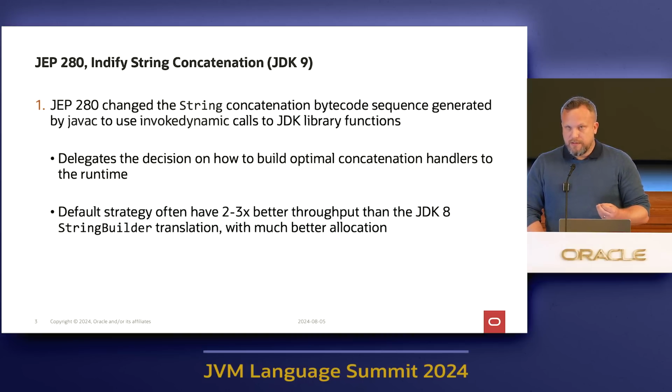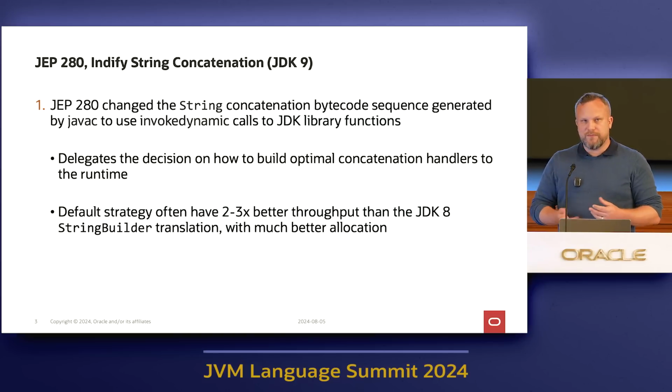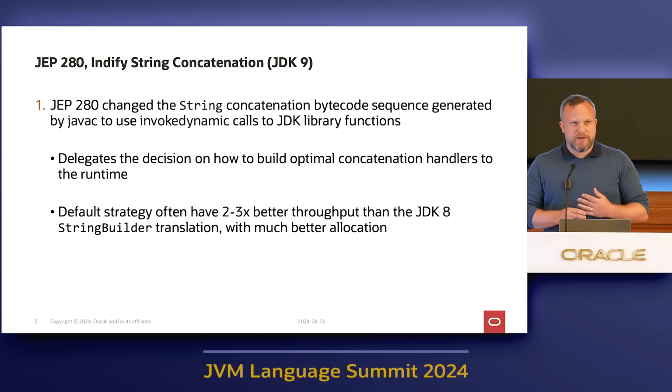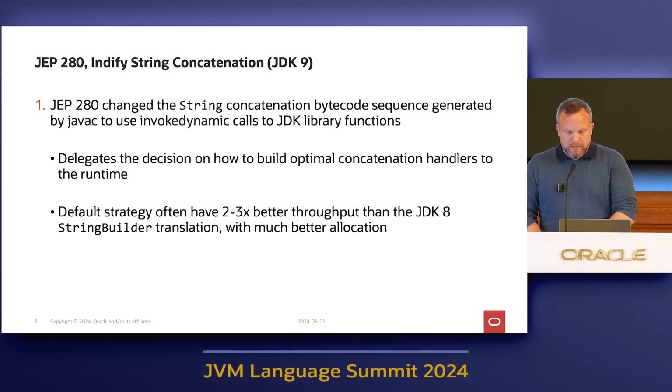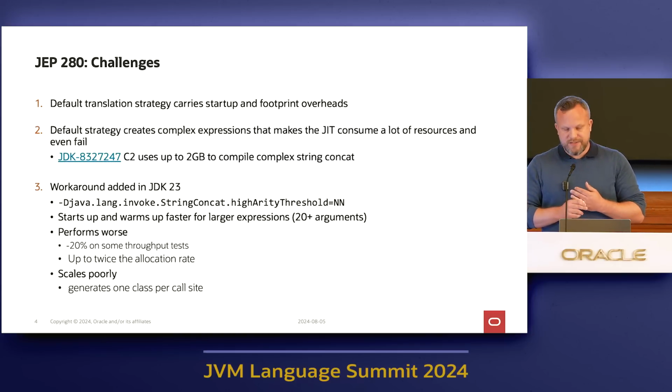This was, of course, motivated by performance. The default strategy that we provide today in the JDK often delivers up to 2-3 times better performance compared to the JDK StringBuilder baseline. And the allocation rate is often half that of Java 8. But JEP 280 has turned into a series of challenges in recent years.